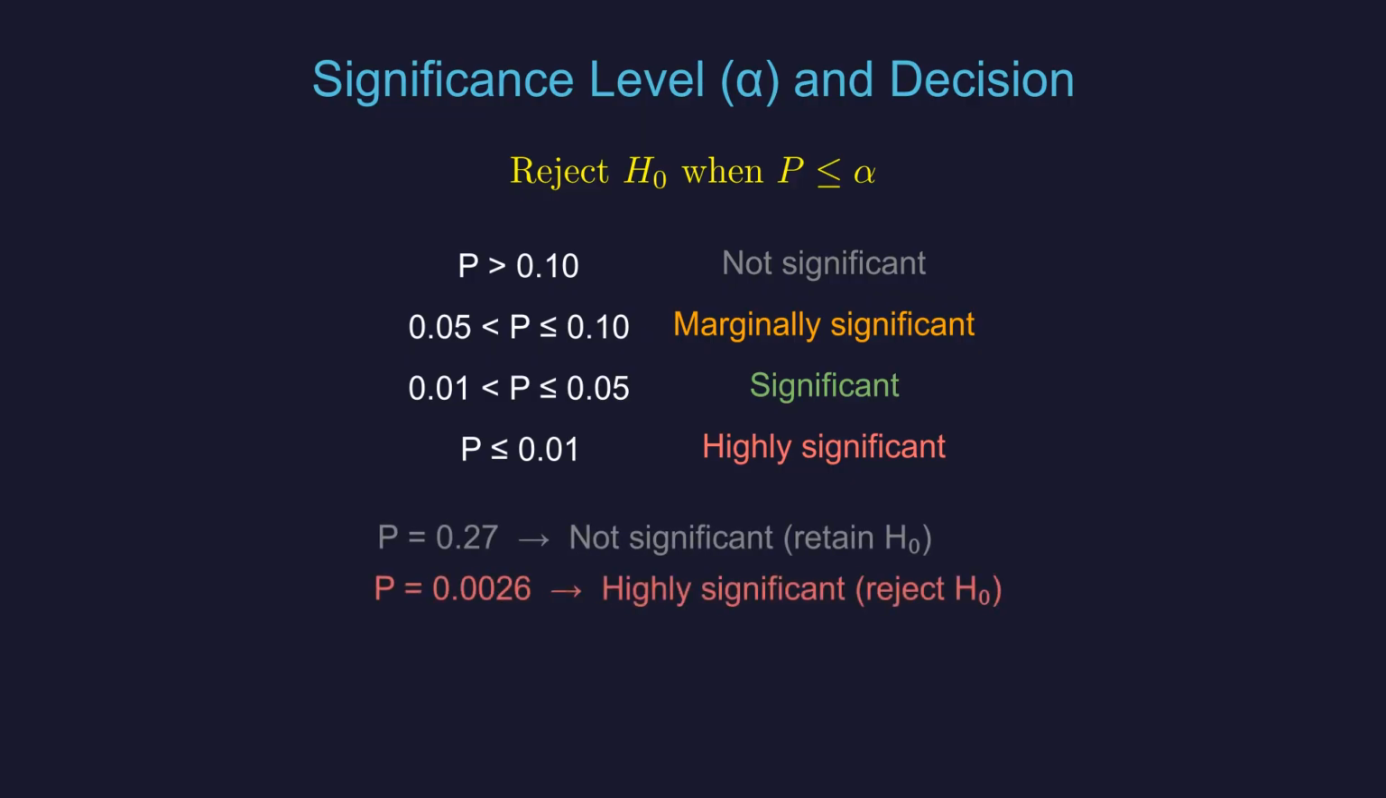For our examples, p equals 0.27 is not significant, so we retain H naught. But p equals 0.0026 is highly significant, providing strong evidence to reject the null hypothesis.